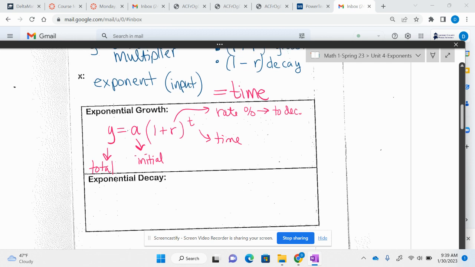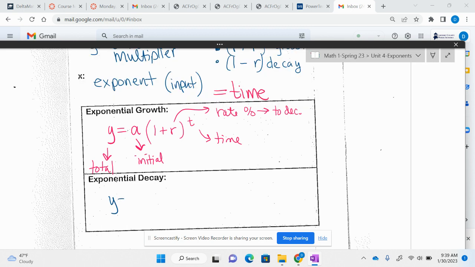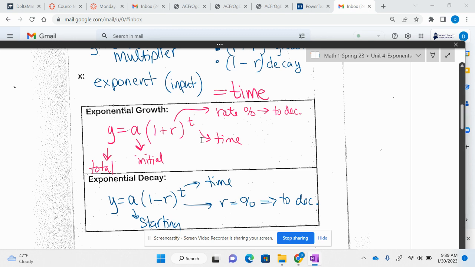Your exponential decay is much like your exponential growth, except that instead of adding 1 and r together, we subtract the rate from the number 1. So we still have this starting value or this initial value. T is still representing time. Our rate is still going to be given as a percentage, and then we're going to have to turn it to a decimal. Okay. So we're just going to start with some examples.